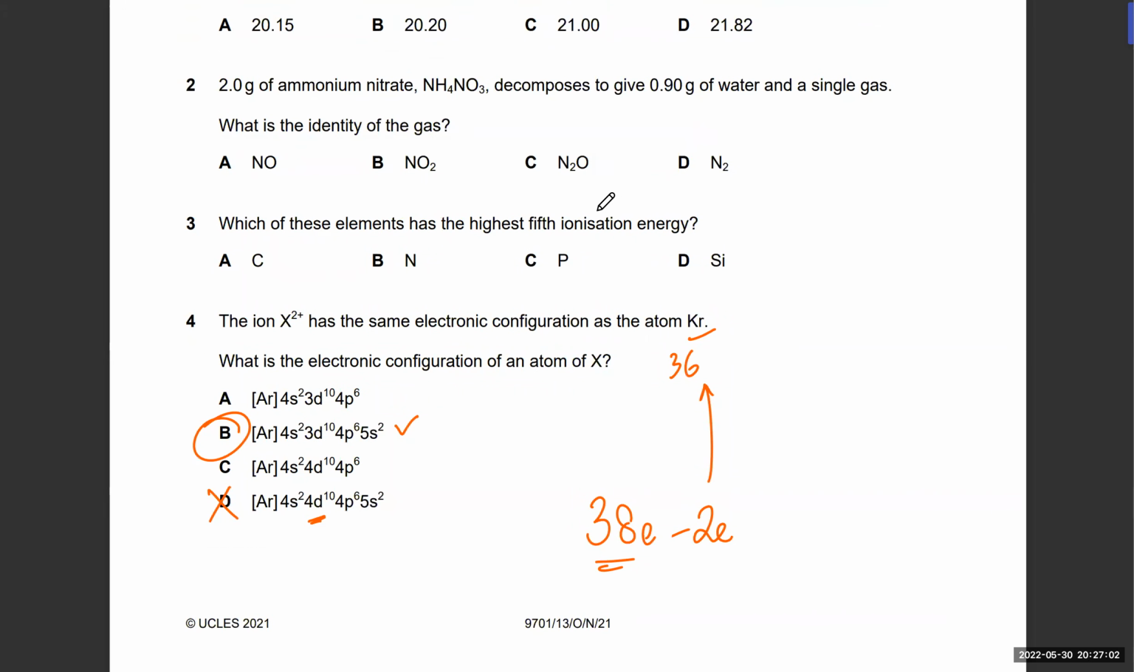Which element has the highest 5th ionization energy? The 5th one. Phosphorus. It won't be phosphorus because phosphorus, when you're removing electrons, it's in group 5. This is easy, the 5th one is also easy. They're all in the outer shell. So the 5th one would not be the highest for phosphorus.